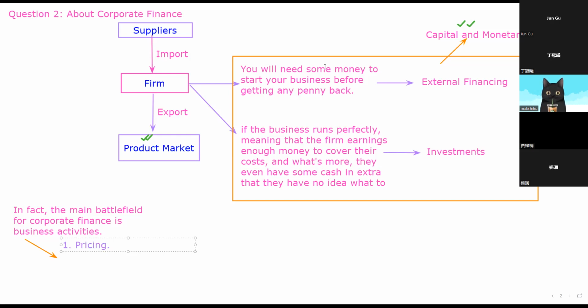In fact, we have two branches of finance. One is called corporate finance, which is what we're now discussing. The other is called asset pricing. Asset pricing has very little to do with corporate finance, because they mostly call themselves financial mathematicians.